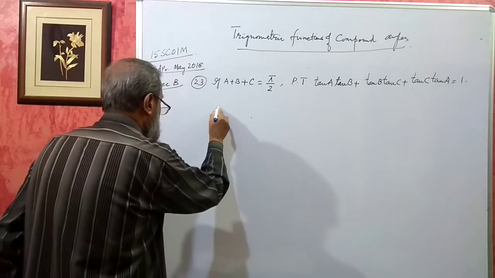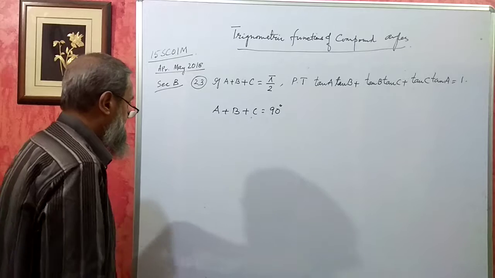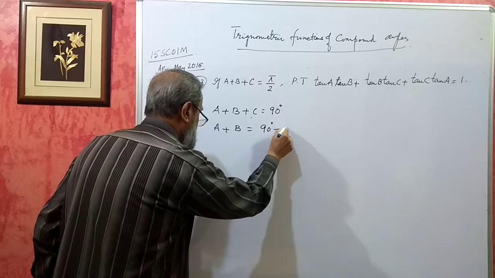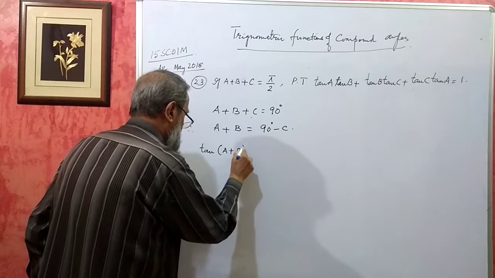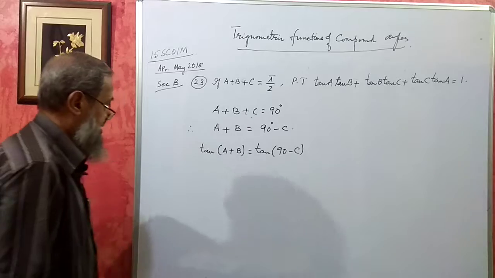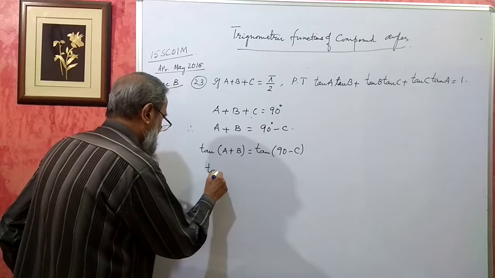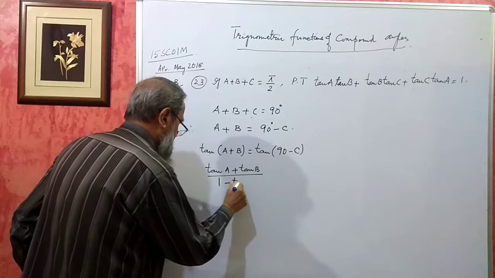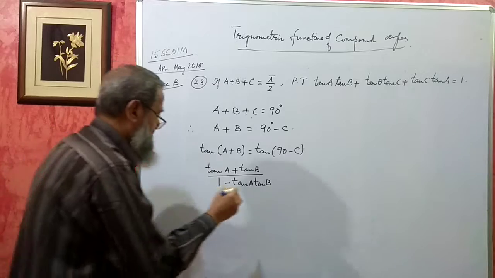Now what I will do, A plus B plus C is equal to 90 degree, given. So, A plus B will be equal to 90 degree minus C. Next, tan of A plus B is equal to tan of 90 minus C. I have taken tan on both the sides. Now, tan of A plus B, I know, is tan A plus tan B by 1 minus tan A tan B. This is the expansion of tan of A plus B.